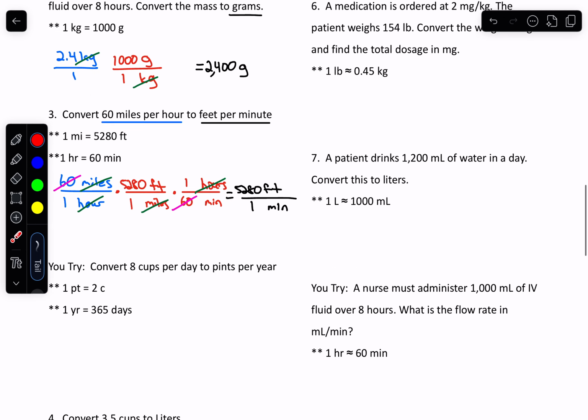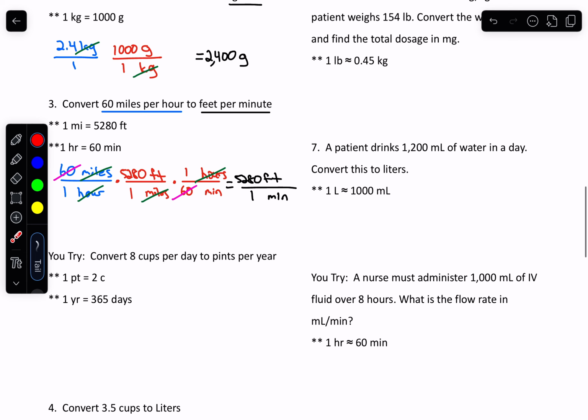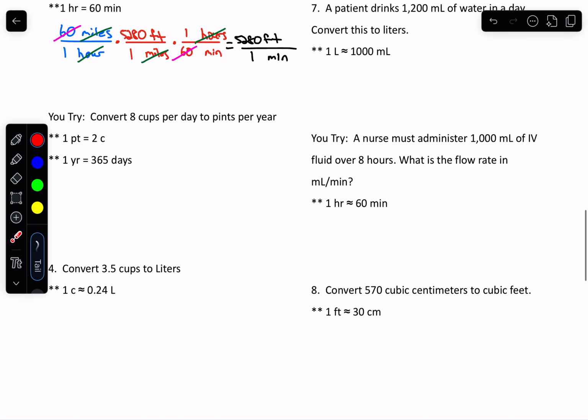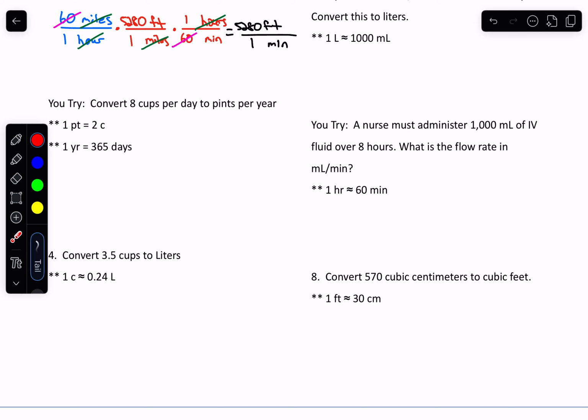All right, I'm going to leave the you try ones for later. So I'm going to skip those for now, and I'm going to go to number 4. I do highly encourage you to try those now, though, and then I will come back at the end and make those the last ones I do. So I'm going to go to number 4 first.